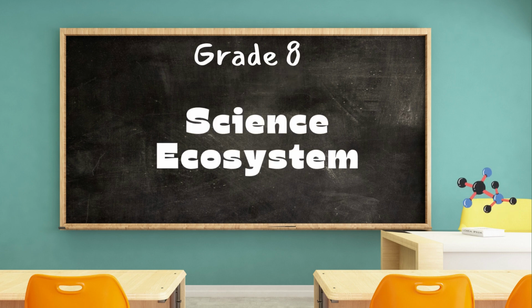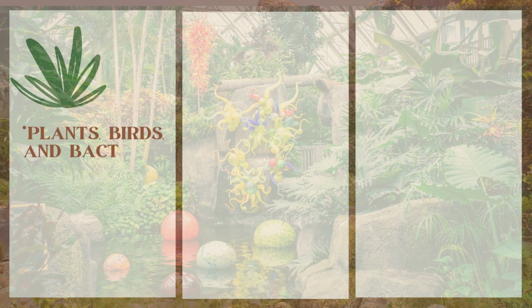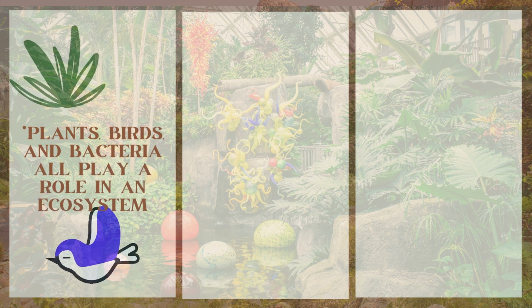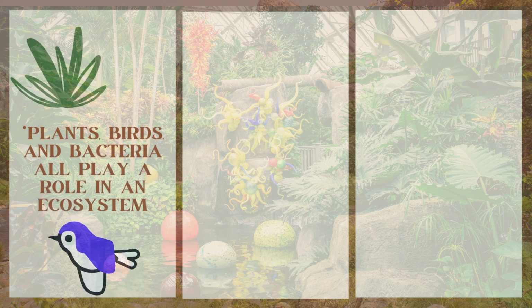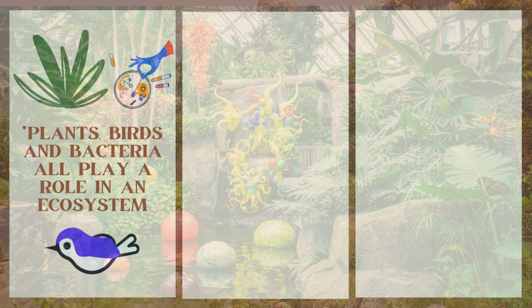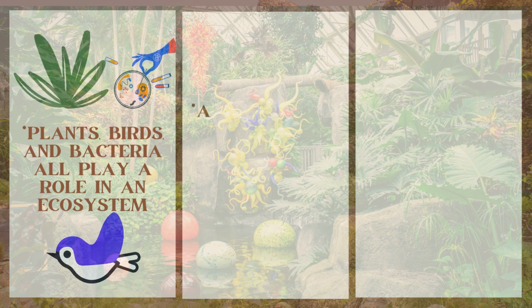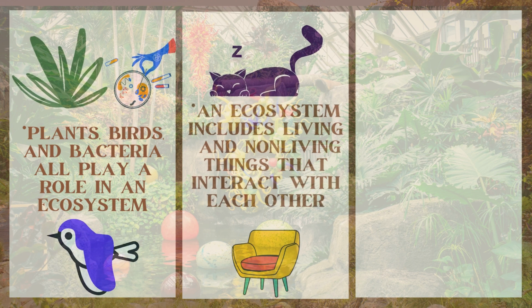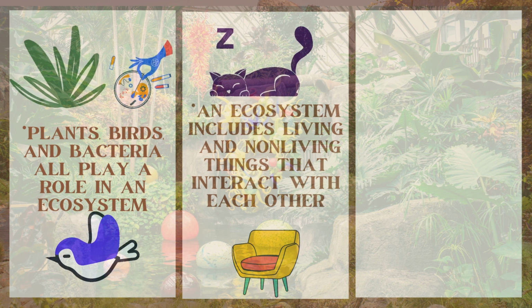What is an ecosystem? Plants make their home in soil. Birds may use grasses to make nests. Bacteria in the soil break down leaves. Living and non-living things interact every day.